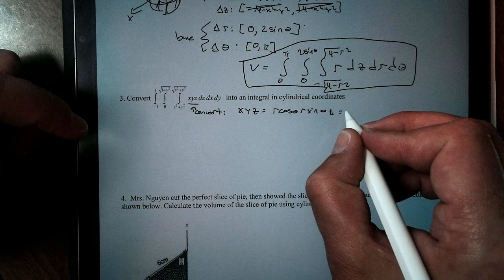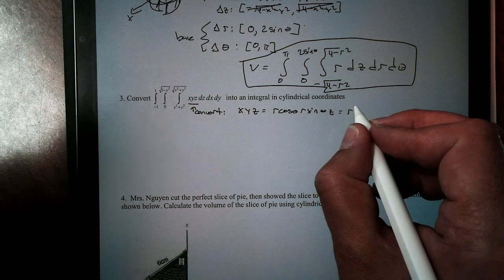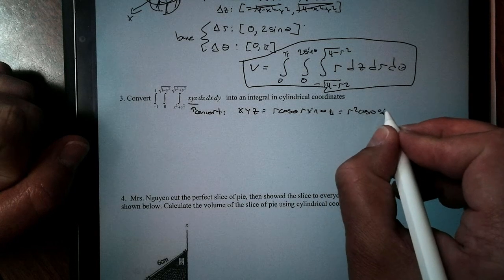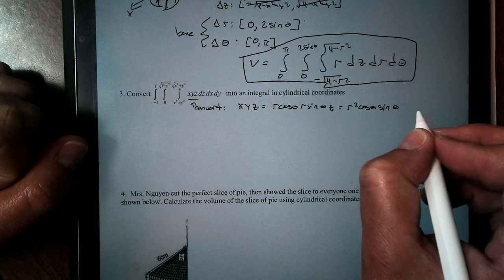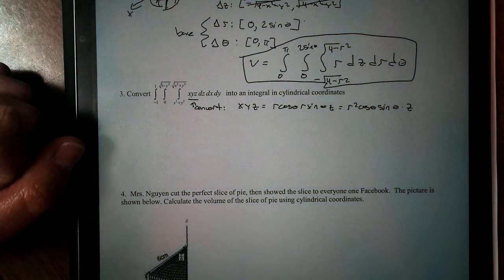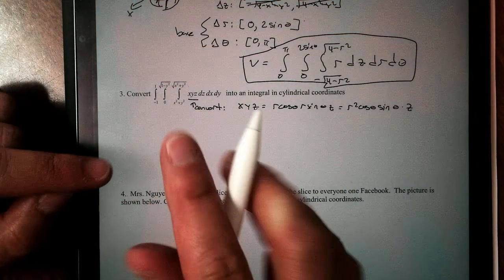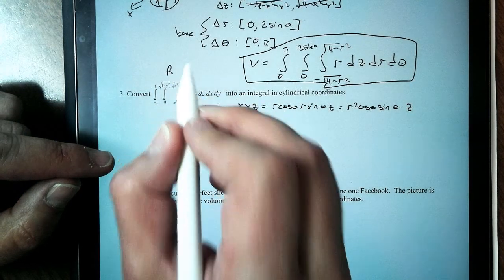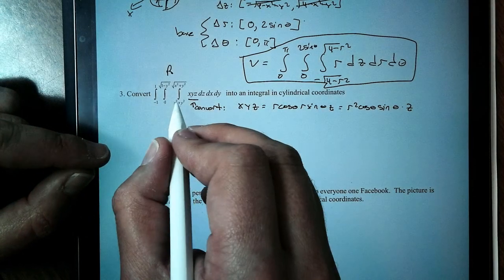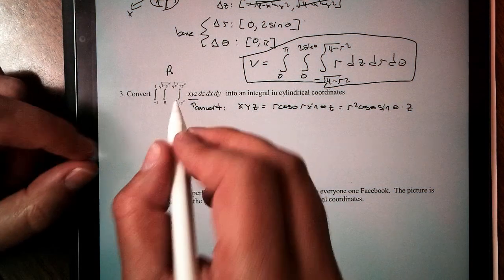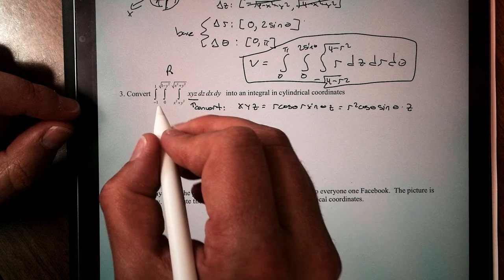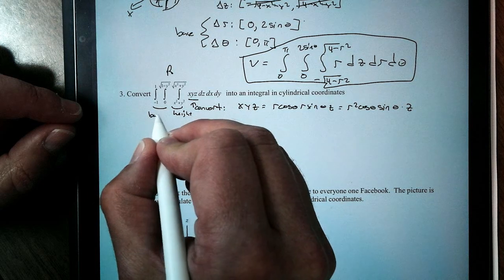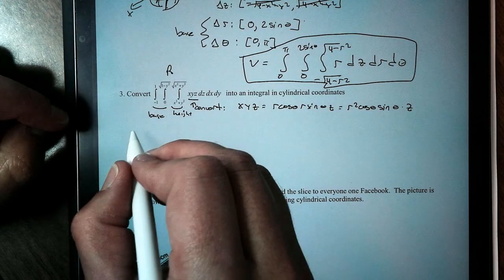And if I simplify that, this becomes r squared cosine theta sine theta z. All right. So we've just done that conversion here. But now we have to take a look at our domains here, our region, our base. So let's sketch the region. The z right here is just my height. So I am going to look at my base. I'm going to convert my base.